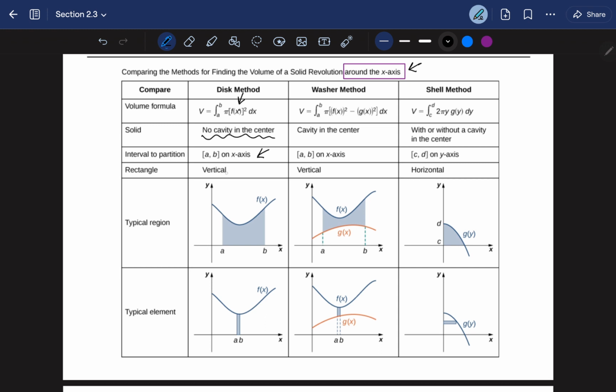Now the rectangle is going to be vertical since it's in terms of x, and then this is a typical region. You have a function f, upper, and then the lower is just the x-axis, and that would be your rectangle.